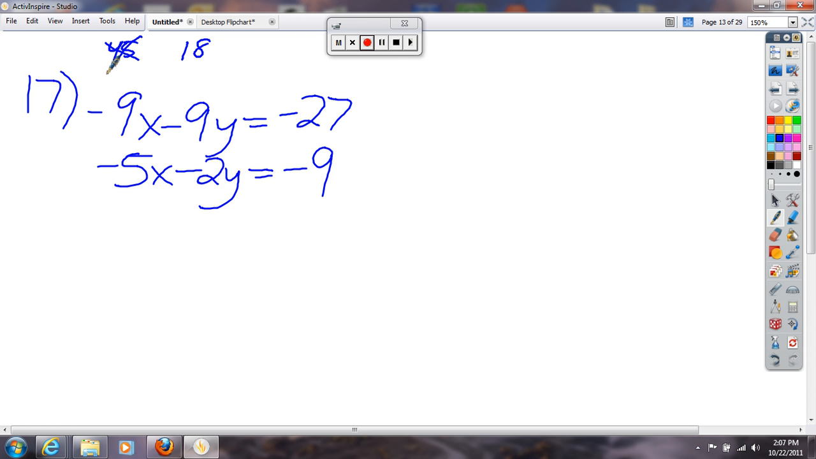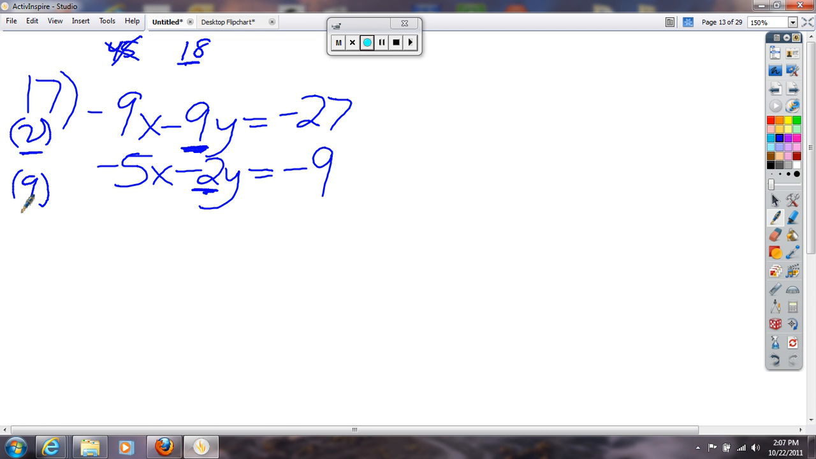So what I do is I look at the 9, this 9 right here in front of the y, say this 9 times what gives me 18? What do I multiply this 9 by to get the 18? I multiply by 2. The 2 in front times the 2 here times the 9 will give me the 18. That's what I want. On the bottom, what do I multiply this 2 by to get 18? I have to multiply it by 9. So I multiply the top row by 2 and the bottom row by 9.